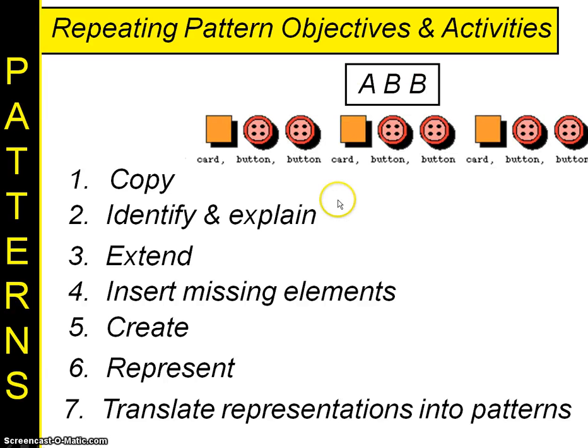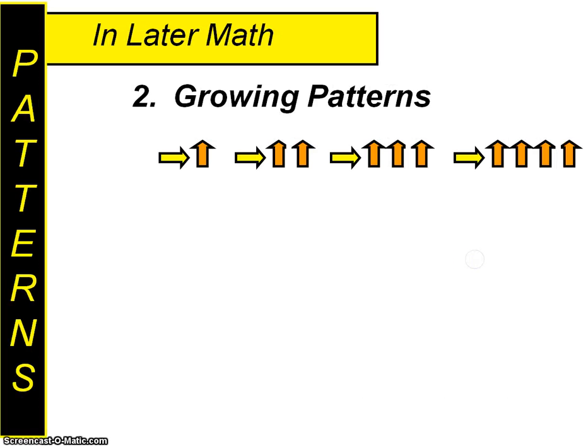They also translate representations into patterns. So you might say, make an ABB pattern. Could be they do it with stuff. Here's a card and 2 buttons, a card and 2 buttons. Again, they could use innumerable things and a lot of creativity in creating these.